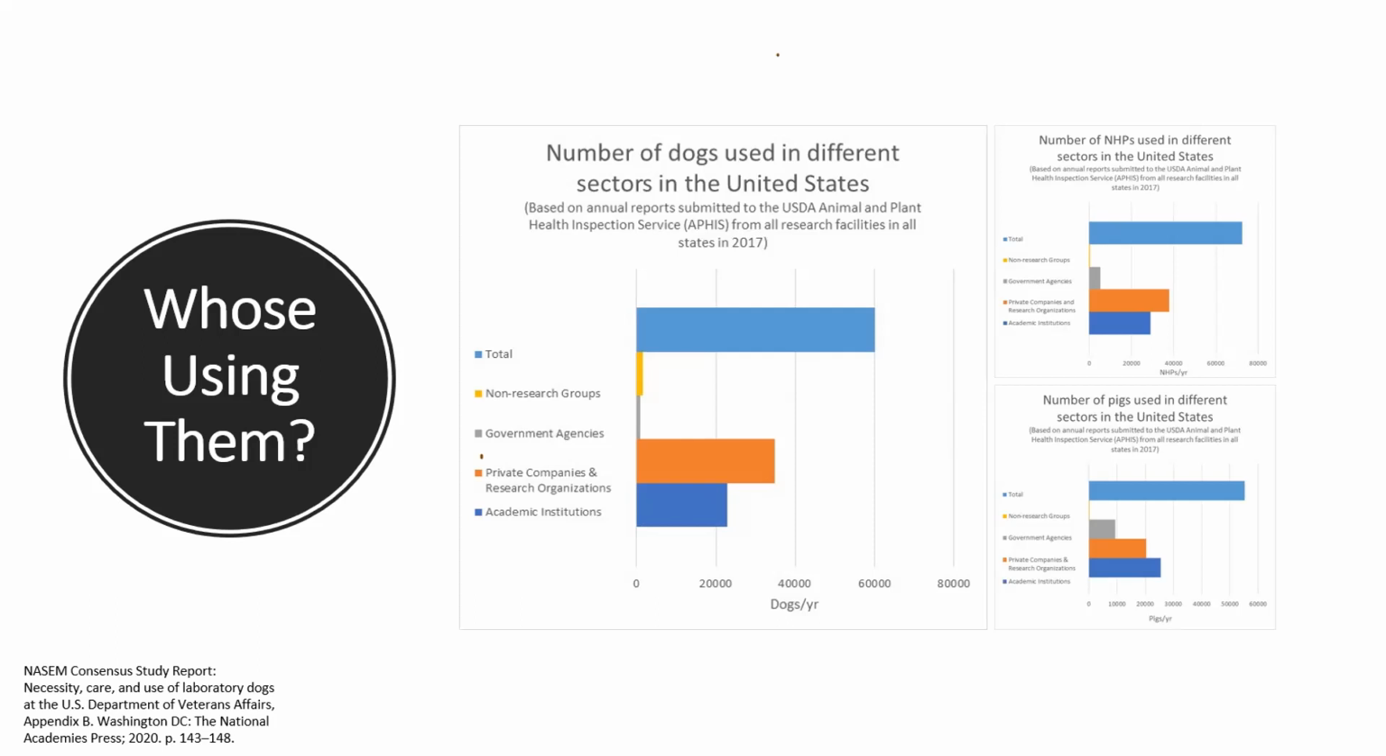In the lower right, we see the same data for pigs, and here the pattern is slightly different: greater academic use, greater government use, and this probably reflects some of the shift away from the use of dogs towards pigs in basic research activities.